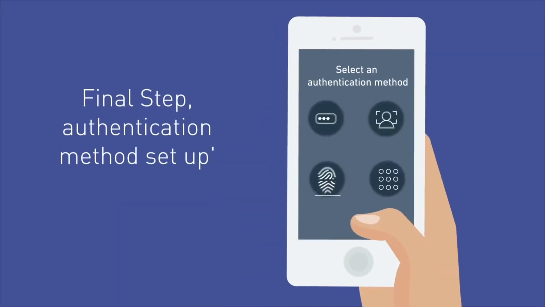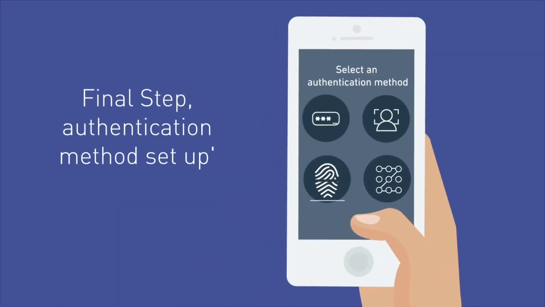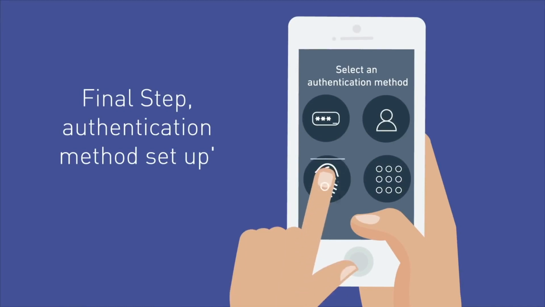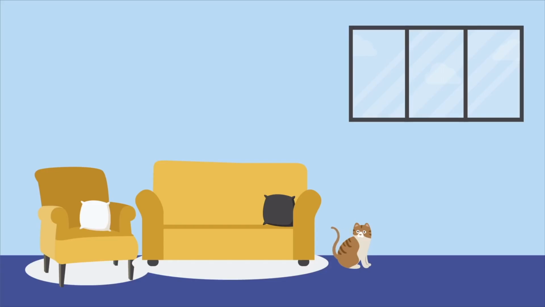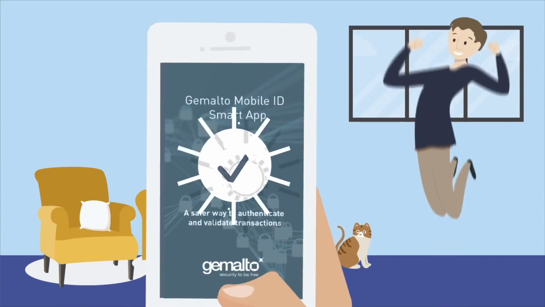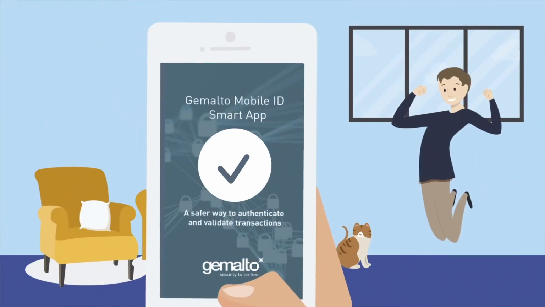To finalise the registration process, John simply selects his preferred ID method to activate the app, such as a PIN, pattern, facial biometrics, or fingerprint. Gemalto's Mobile ID Smart app is now activated and ready to be used, and John is all set for a safer and more convenient digital experience.